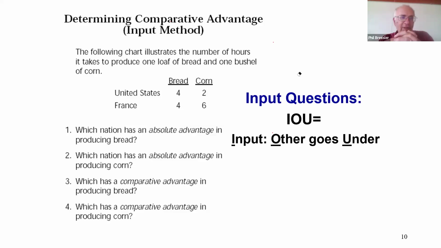Okay. All right, Jack, you jumped the gun there, but you're right. For bread, neither, right? 4 and 4, neither has the absolute advantage. Who has it for corn? Who has the absolute advantage? What do we got there? I got France. Anything else?